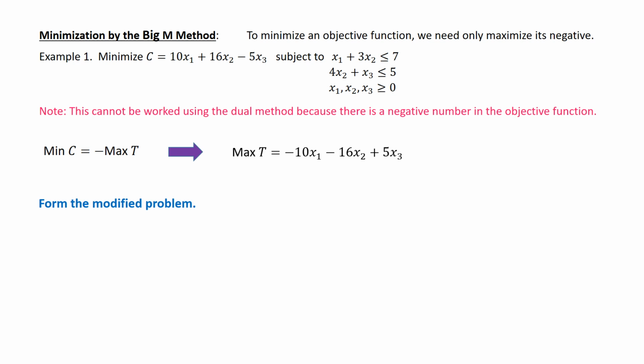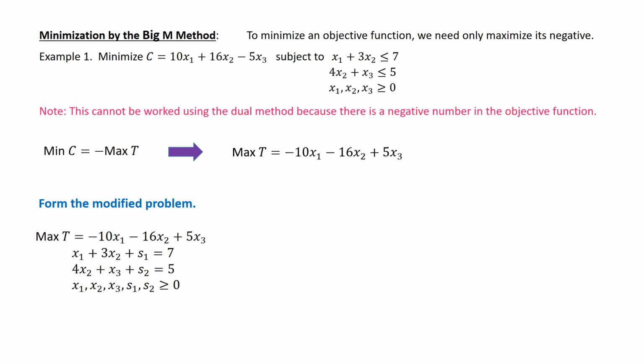We're going to form the modified problem by adding slack variables to the constraints. So we have x1 plus 3x2 plus s1 equals 7, 4x2 plus x3 plus s2 equals 5, and x1, x2, x3, s1, and s2 are non-negative.